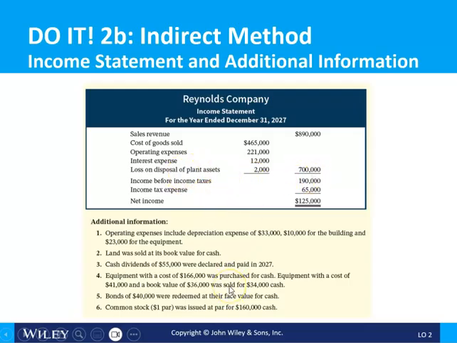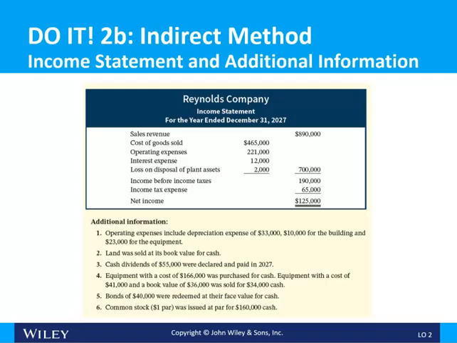But in the investing section, we don't worry about the gain or the loss. We took care of that in the operating section. All we care about in the investing section is the cash. So we received $34,000 cash, so we're going to show that as a cash inflow.